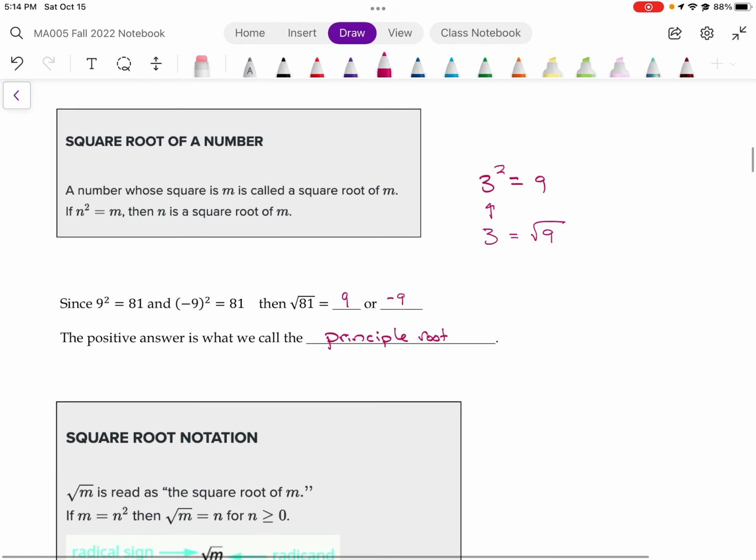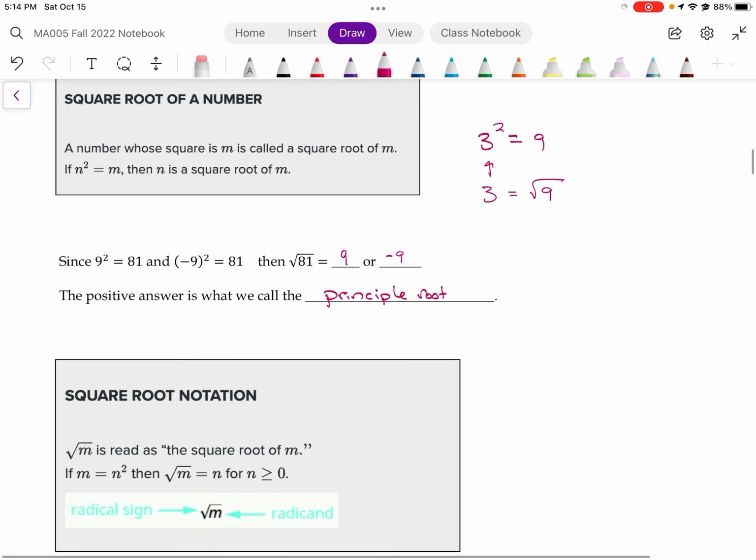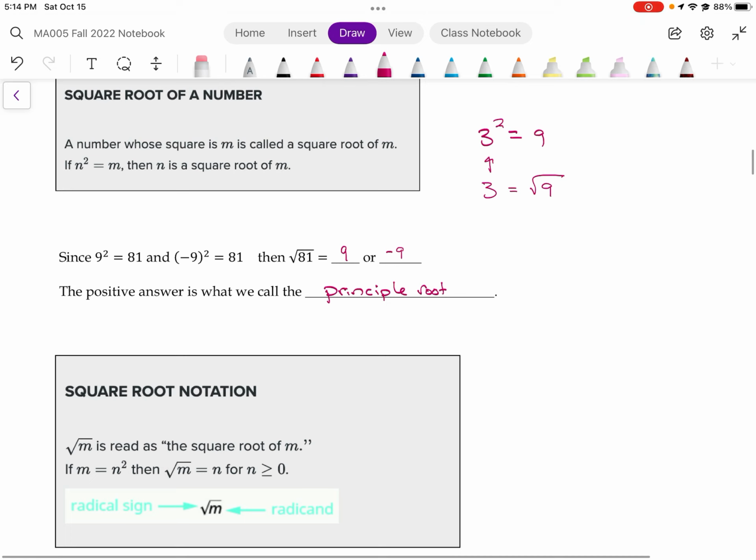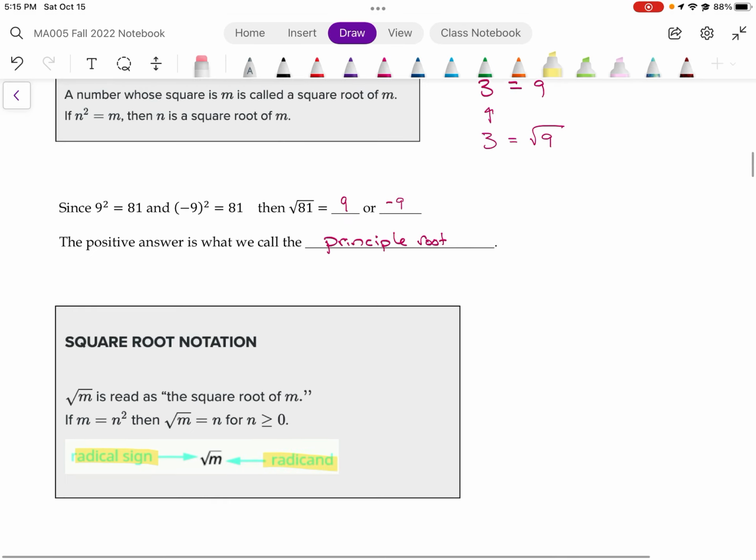Okay. All right, so square root of m is read as square root of m. If m equals n squared, then the square root of m equals n. That's the definition of square root. Okay, so some things you need to know are the radical sign. The radical sign is the outside part, and the radicand is the thing on the inside. So know those 2 words.